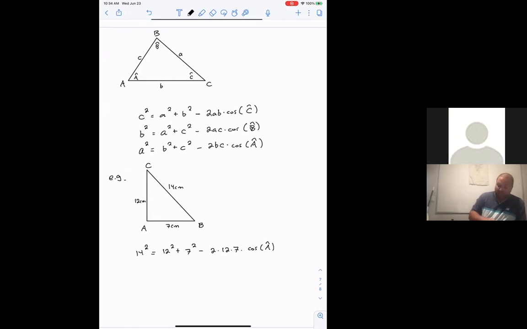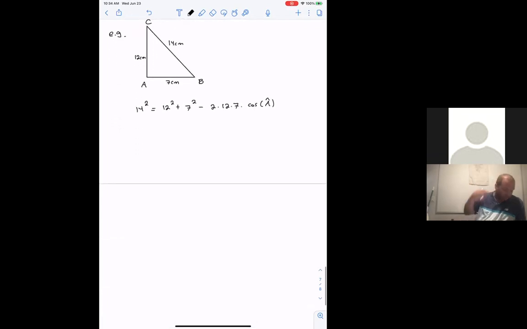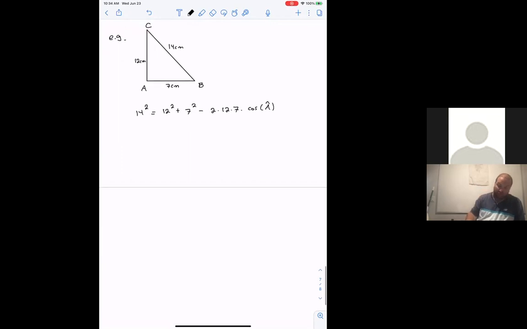Now, it's very easy if you plug everything into your calculator at once to make a math mistake, because order of operations, while it should be second nature to everyone, unfortunately is just not. So let's break it down. First, 14 squared is 196. 12 squared is 144. 7 squared is 49. 12 times 7 is 84. Times 2 is 168. So minus 168 cosine of A hat. 144 plus 49 is 193, minus 168 cosine of A hat.